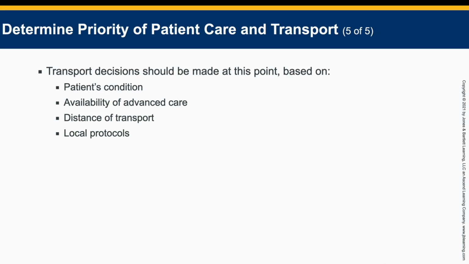Another factor to consider is the availability of advanced care. Some patients may benefit from additional resources, such as ALS providers or specialized trauma centers, depending on the nature of their illness and injury. You must also consider the distance to the hospital. In some situations, it may be more appropriate to transport to the closest facility, while in other cases, it might be better to travel slightly further to reach a hospital that provides more specialized care.